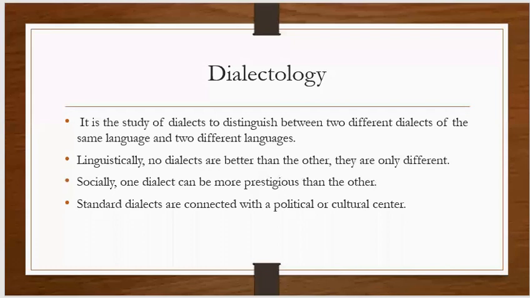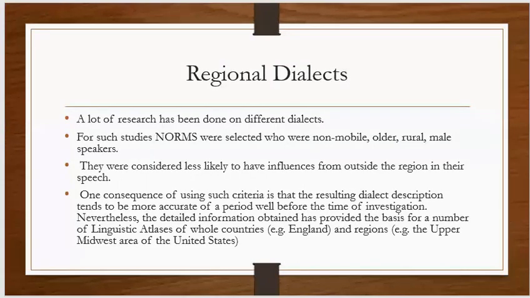Okay, then we can have dialects of two types. One is regional dialect and the other is social dialect. If we talk about regional dialect, a lot of research has been conducted on differences in different regions where the language is spoken, right? And how is the research carried out? For such studies, NORMs were selected who are non-mobile, older, rural male speakers, right?